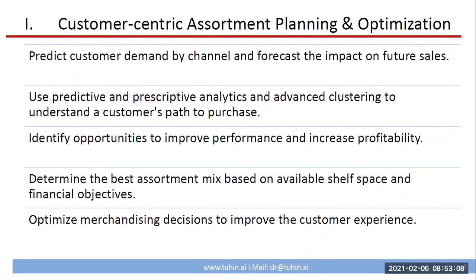So, determine the best assortment mix based on the available shelf space and financial objective. I discussed in the last class how space becomes a constraint, and how incrementality decides what stuff should be there on the shelf, and optimize merchandise decisions to improve the customer experience. At the end of the day, what really matters is the customer experience. So do a lot of experiments. I'm sure you have studied the different experimental designs, and the retail store is the right place to actually operationalize all the experimental designs that you have studied, maybe in your research methodology subjects or business research methods.